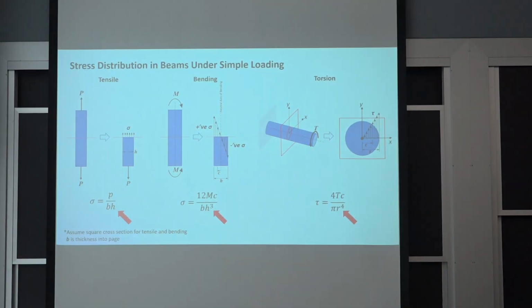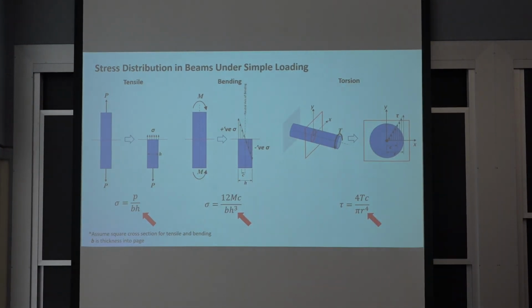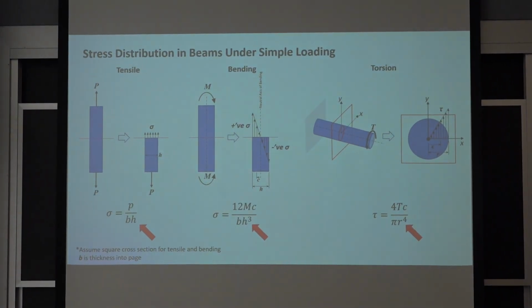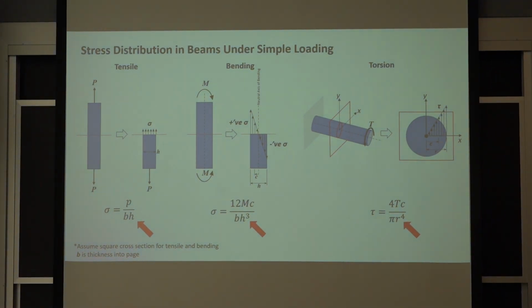The way that stress is distributed as a result of different ways of loading a beam is really important. When you have a beam that's under tensile or compression, the stress across a cross-section is uniform. It's the same stress at every point in the cross-section. That changes very differently when you put something in bending.